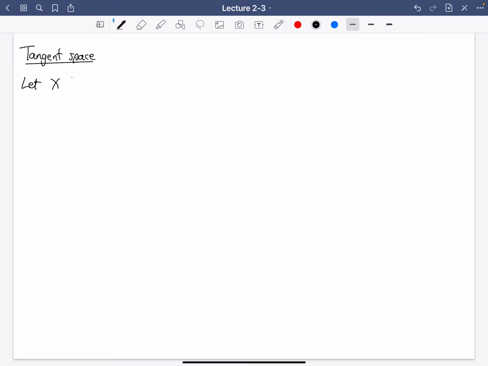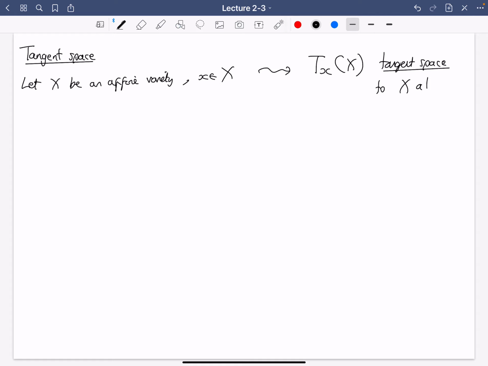So let X be an affine variety and take some point little x in X. I want to discuss how to construct this vector space T_x(X), which is the tangent space to the variety big X at little x. I want to motivate this a little bit, and make it look like tangent space as you would naively come up with the definition.